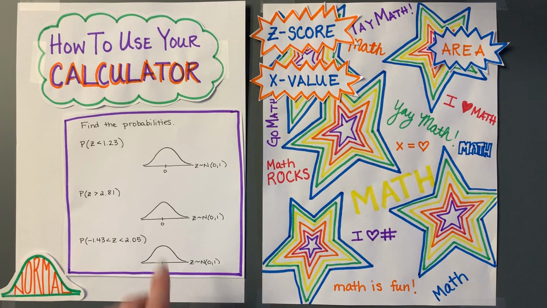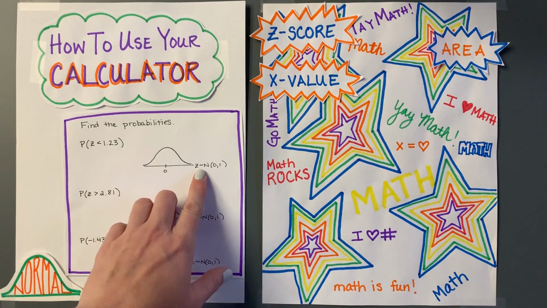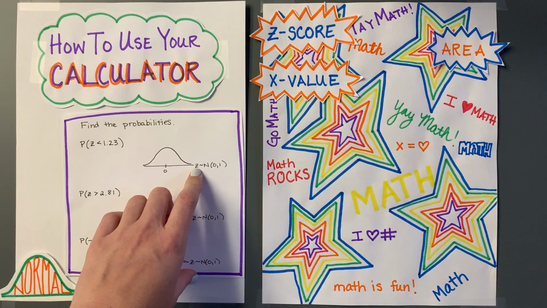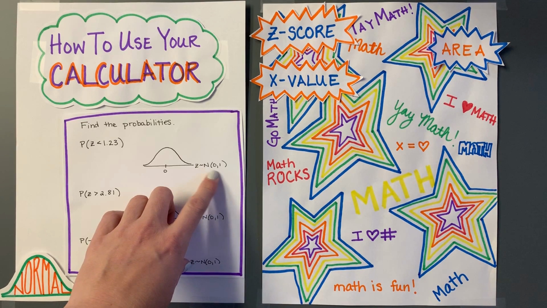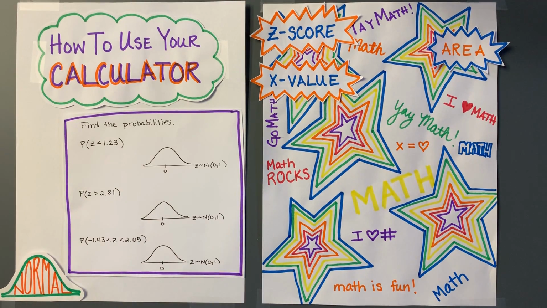Every time we do one of these problems, we must draw a normal distribution. This is not optional. We need to label our axis. In this case, the variable I'm looking at is z. It is approximately normal with a mean of 0 and a standard deviation of 1. All of this is very important for setting the context of our problem.